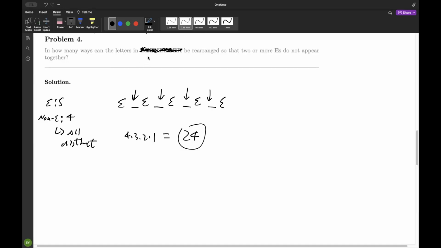Instead of beekeeper, what should I try? Okay, let's do this one, Mississippi. It's quite a cliche, but it's a nice introductory problem.